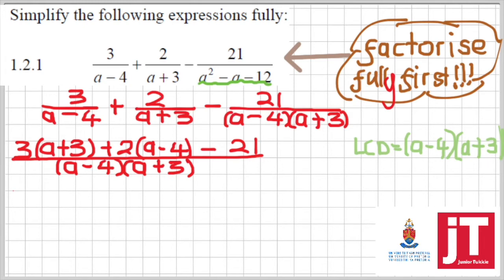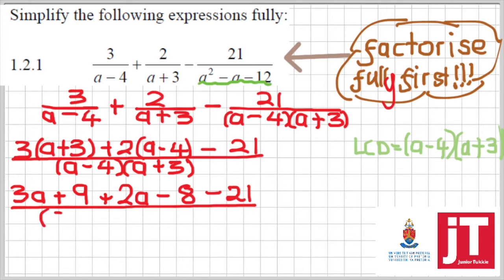That's our a minus 4 and a plus 3. If you look at the numerator from the resulting one big fraction, you realize that there are brackets. We don't want brackets. We need to remove them. So we need to distribute. We're going to get 3a plus 9 plus 2a minus 8 minus 21 over our LCD. You always say over the LCD.